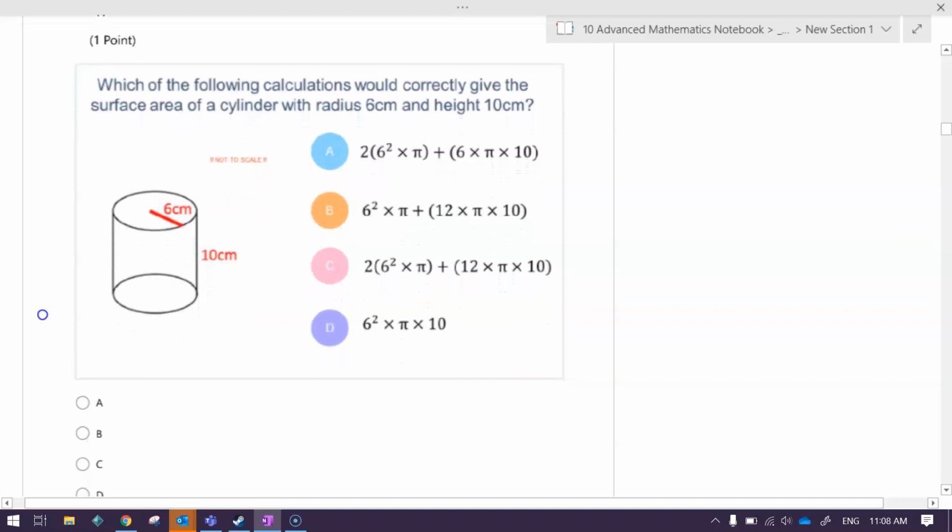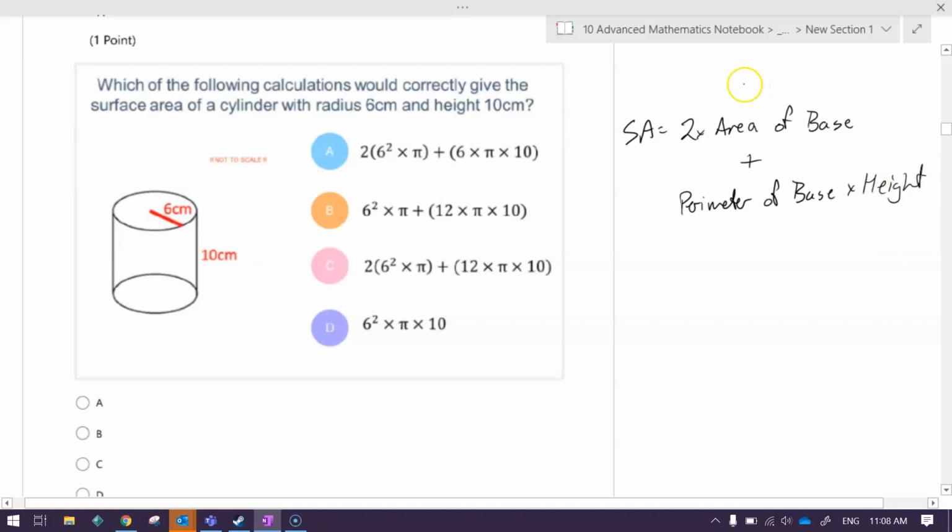Which of the following calculations will give the surface area? So what's my rule for surface area for all prisms and cylinders? 2 times the area of the base. 1 for the top, 1 for the bottom. Plus the perimeter of the base multiplied by the height or the length if it's lying down. But we get the idea.